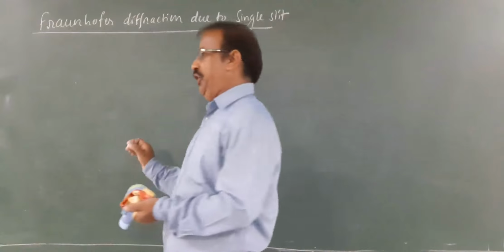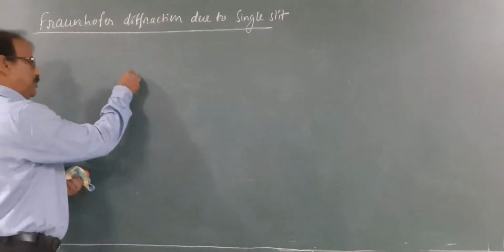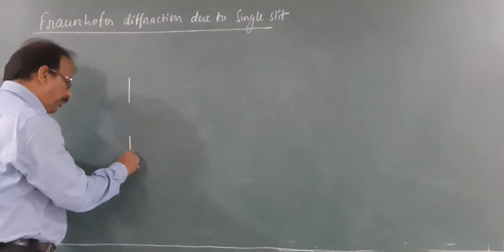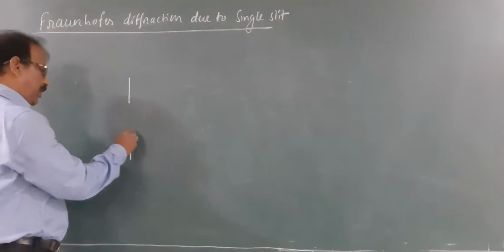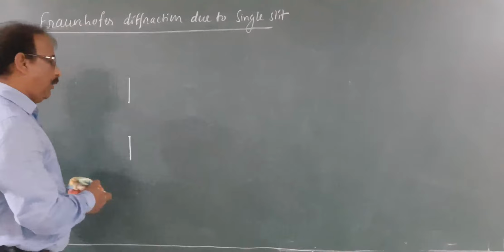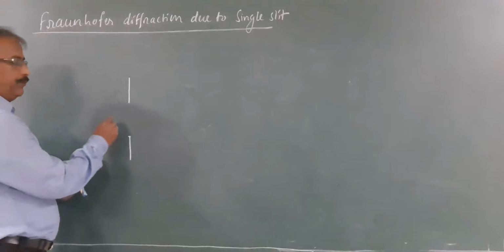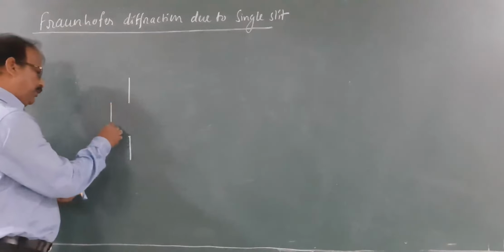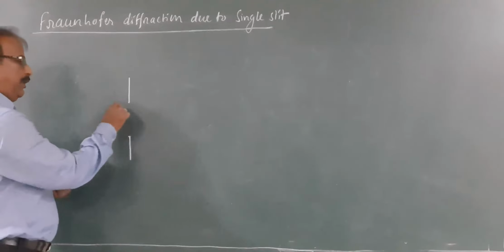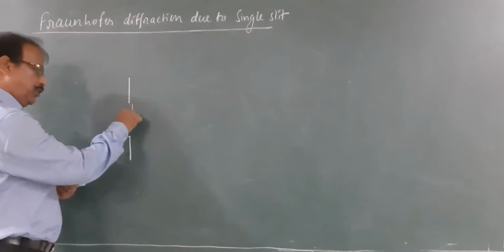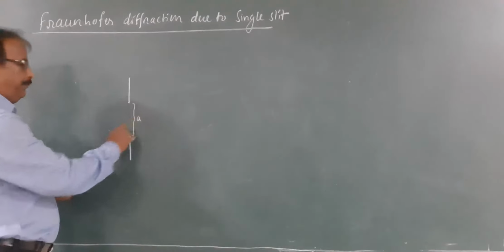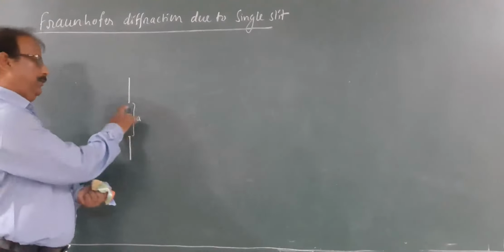Consider one slit. Suppose this is the slit whose width is very, very small compared with the wavelength of the light. Consider this width equal to small k. This is the width of the slit, which is equal to small k. This is the slit.